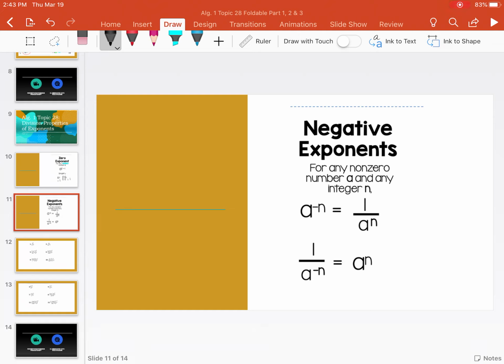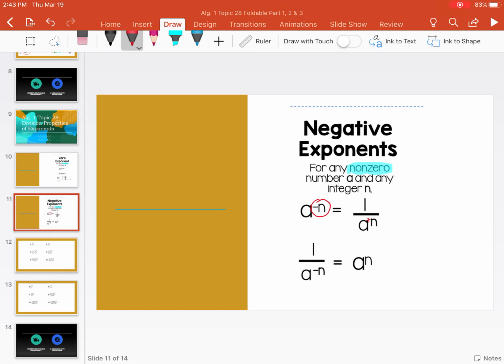Now transitioning on to negative exponents. Again, for any non-zero number A and any integer n, if we have A to the negative n power, that's the same thing as 1 over A to the positive n. So we are flipping it and it becomes positive.